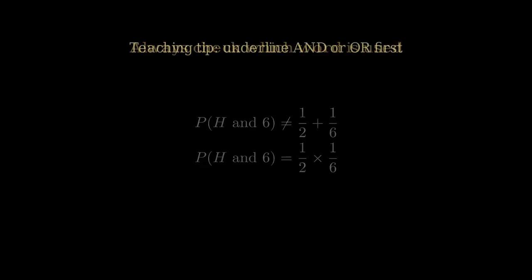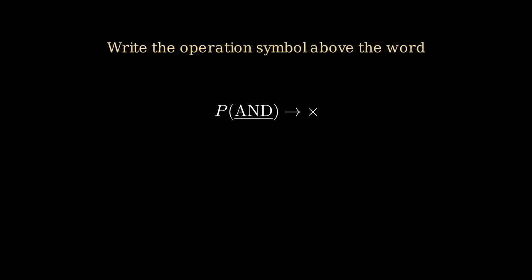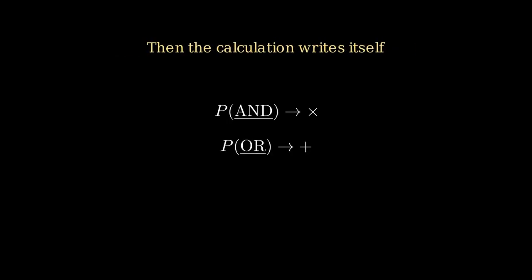So here's a teaching tip to help you avoid that mistake. Before you calculate anything, underline the word "and" or "or" in the question, and write the matching operation symbol, a times sign or a plus sign, directly above it. Then the calculation almost writes itself, and you won't accidentally swap multiply and add again.